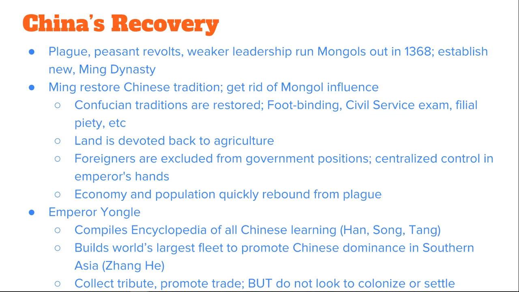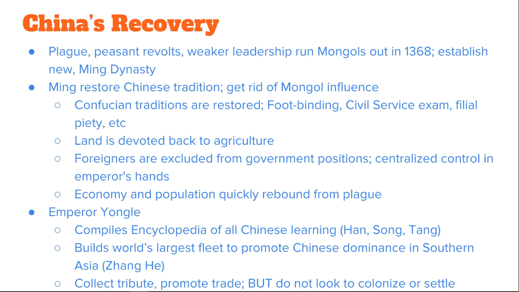Now, the Ming Dynasty has essentially one sole purpose, and that is to restore traditional China and to scrub themselves of any semblance of Mongol influence. So, if you want to restore traditional China, the first step in doing that, and we've talked about this cycle many times, is to bring back Confucius. So Confucian traditions and teachings are restored.